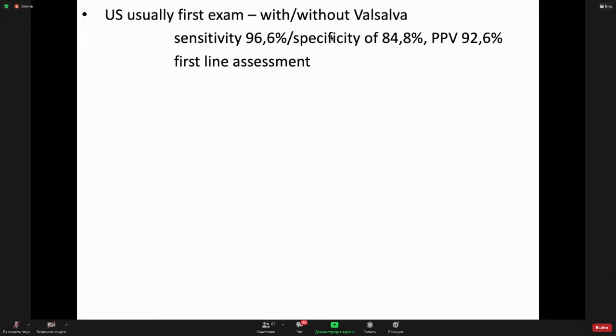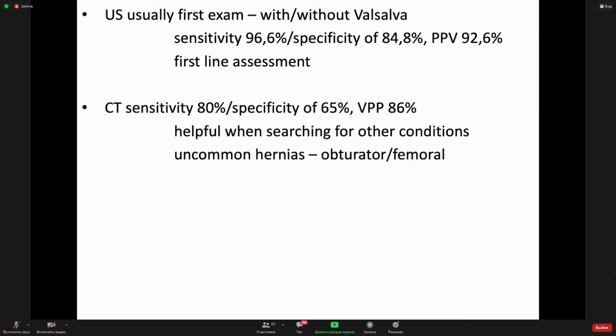Probably it's important as the first examination, with and without Valsalva. It has a good sensitivity and specificity with a positive predictive value of 92%, and probably should be the first-line assessment. The CT, this sensitivity range, and we use a lot of CTs to see inguinals.